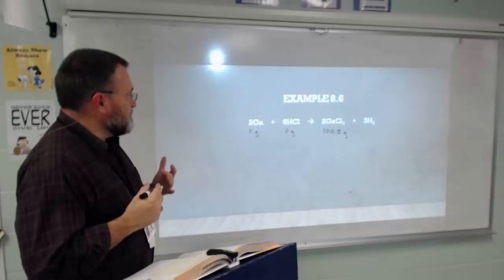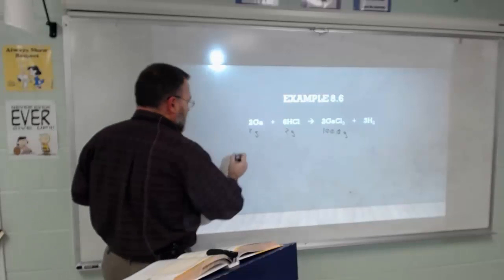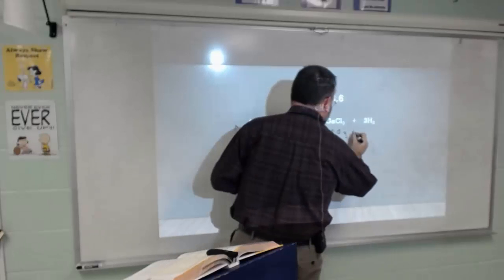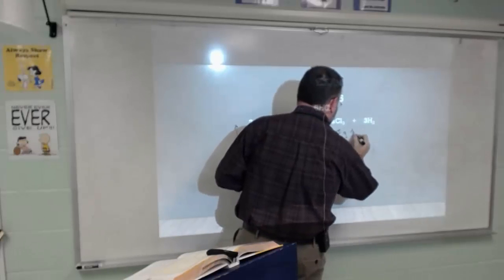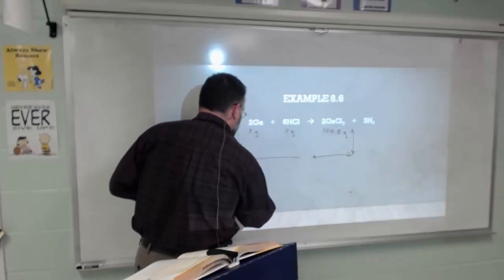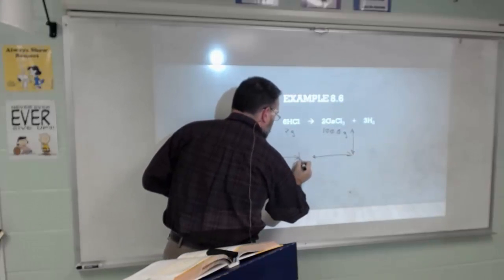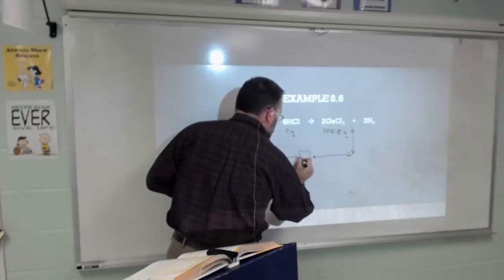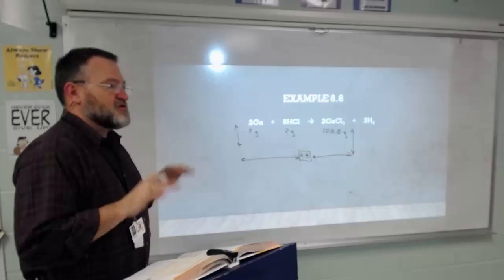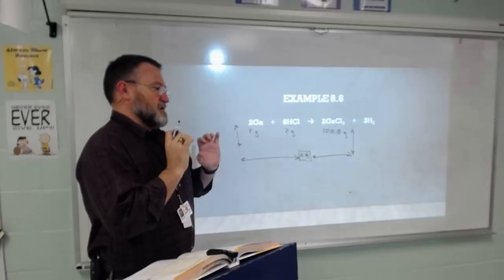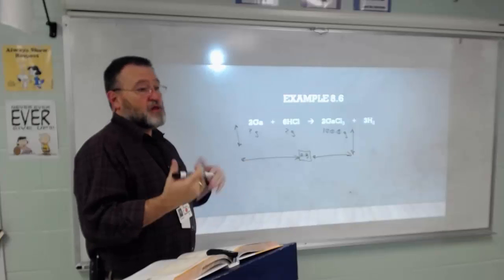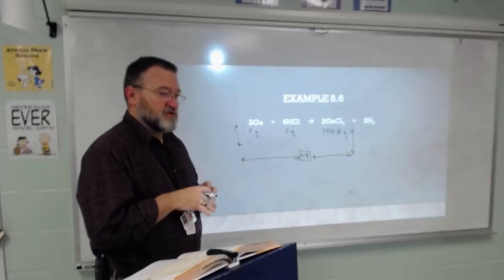So as I said before, I kind of alluded to that we're going to have some vertical components to our solution diagram as well, and we're going to have some horizontal components. And in that horizontal component, we're still going to have a ratio. We're still going to use the mole ratios of our stoichiometric coefficients to relate one molecule to another molecule in the balanced reaction.